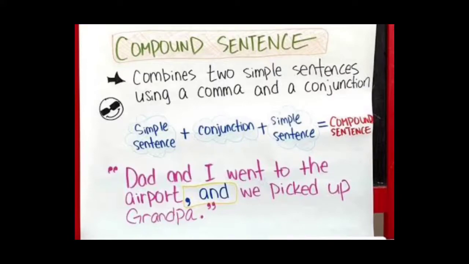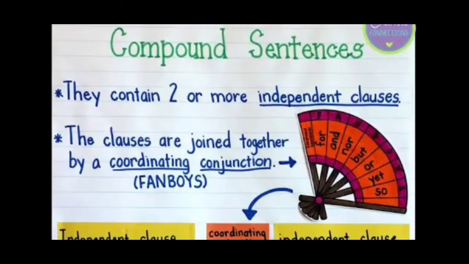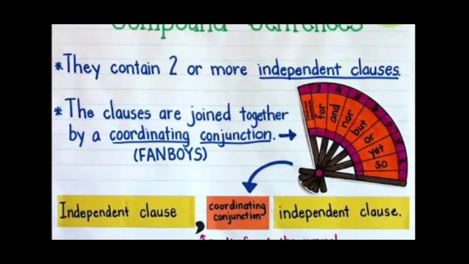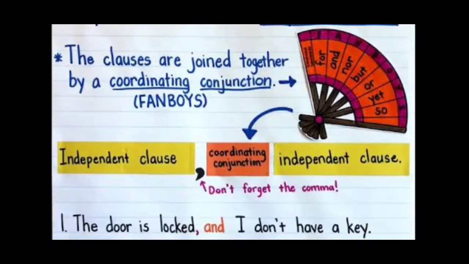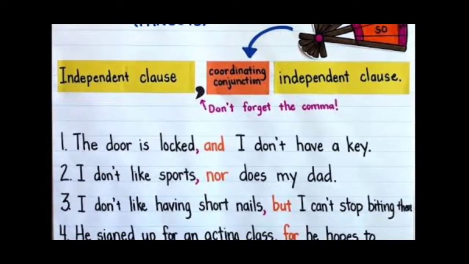Then let's see the complex sentence next. Compound sentences contain two or more independent clauses. The clauses are joined by the coordinating conjunctions, FANBOYS. So independent clause, comma, coordinating conjunction, and independent clause. Don't forget about the comma. So look at the examples here.